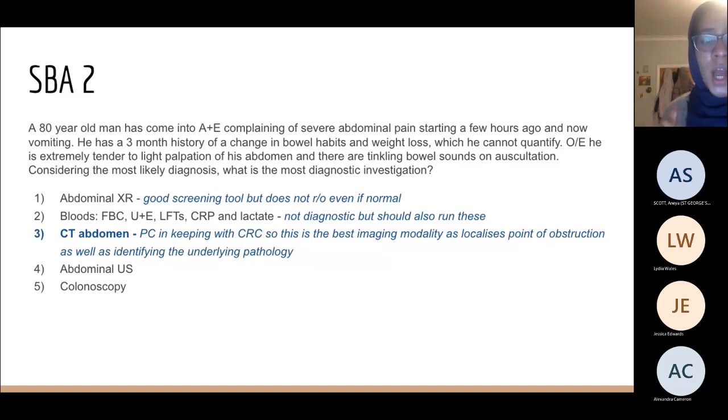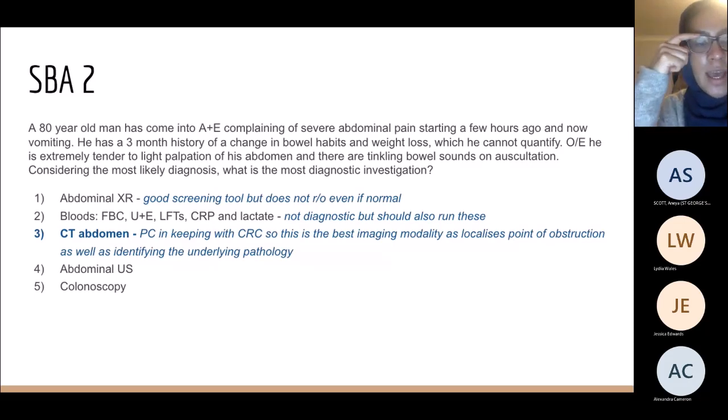Now, in terms of what is diagnostic, actually your CT abdomen is the thing that will diagnose whether you have bowel obstruction or not, because it will localize where that obstruction is and potentially identify the underlying pathologies. Your colonoscopy isn't going to diagnose bowel obstruction, but it may be used for treatment. But you also wouldn't do colonoscopy in an acute bowel obstruction because there's a risk of perforation too. So you need to be careful before jumping into doing things like that.